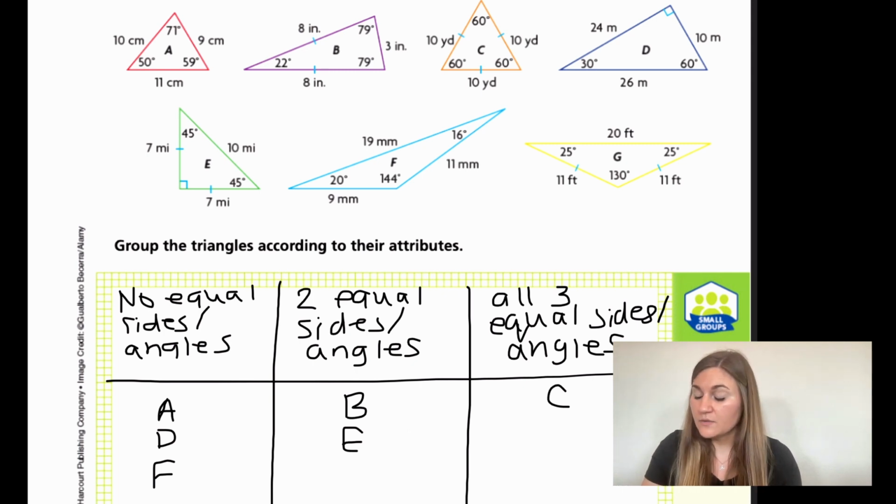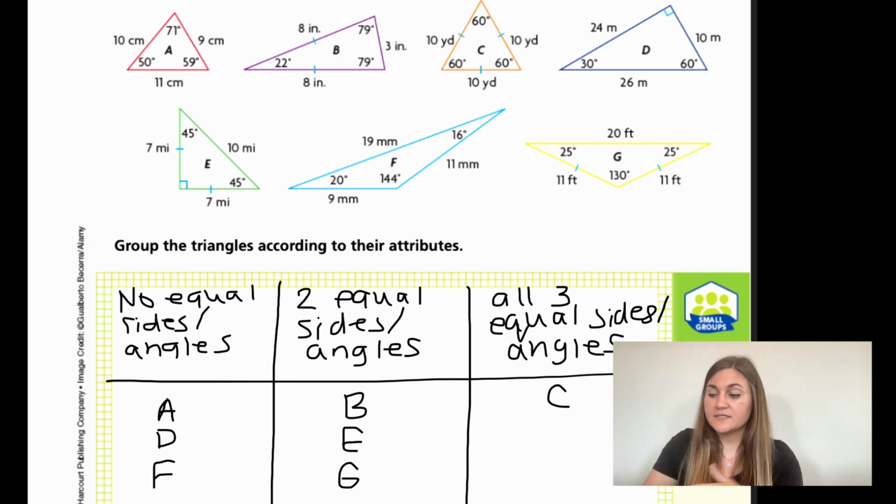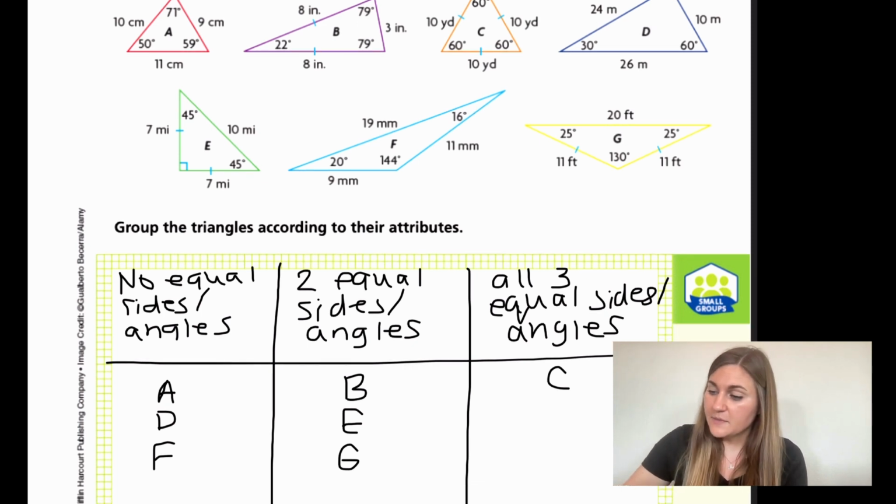Then the last one, the yellow one marked G, we have 11 and 11 and 20, so again, 2 that match, and then 25, 25, so 2 angles, and then a 130. So that G is going to go in that second column. So here is how we would separate out or categorize our triangles based on their attributes of their sides and their angles. All right, let's go ahead and flip the page.